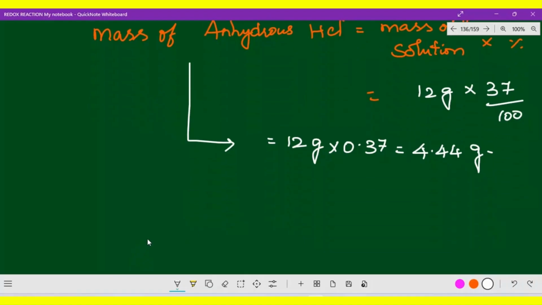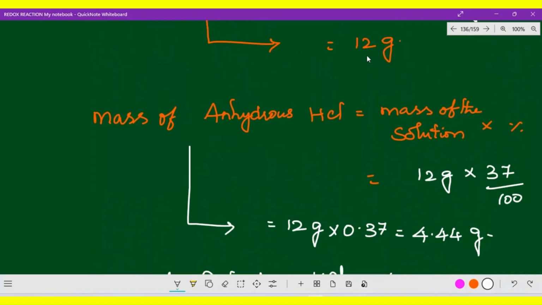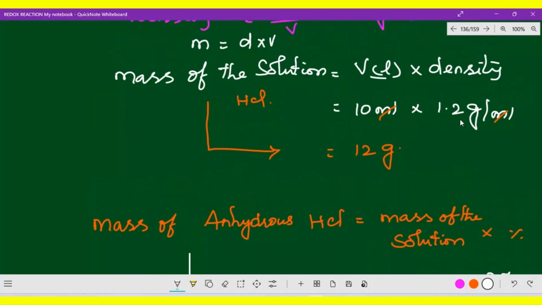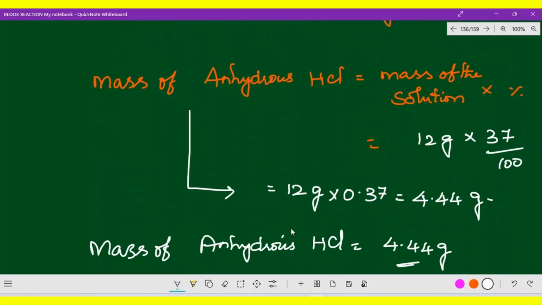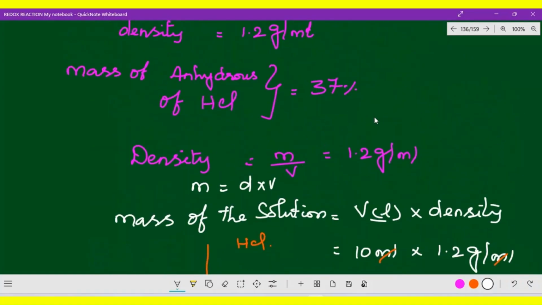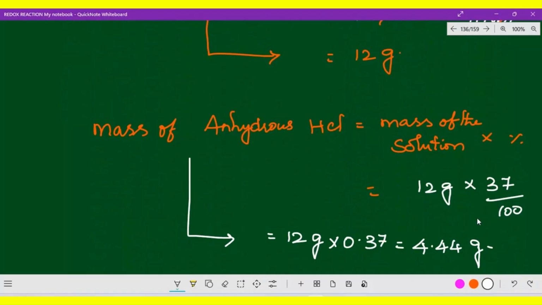It is actually very simple and it is the easiest question. So mass of anhydrous HCl, how much? It is 4.44 gram, right? Sometimes we can convert into liter, but sometimes if it is very less, directly we can go by ml only. And see, mass of the solution, mass of anhydrous, how much percentage they have given. See, directly we cannot convert this into 0.37. We have to convert in that same way only, but where we have to apply, that is very important.